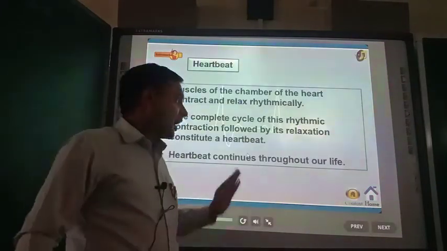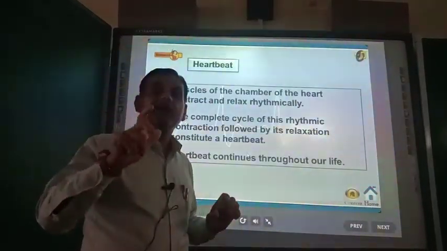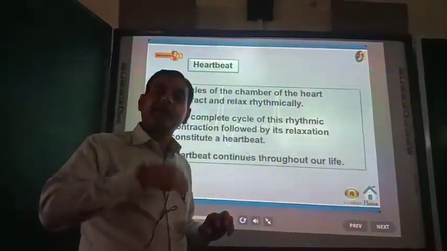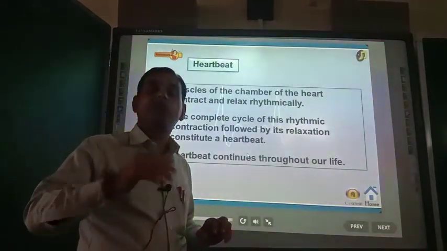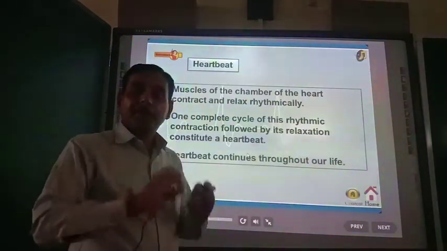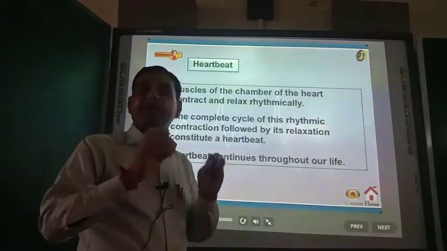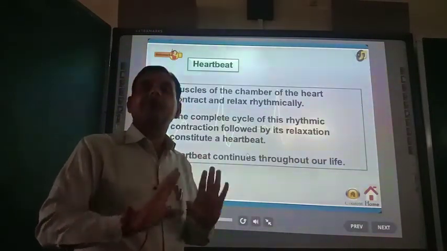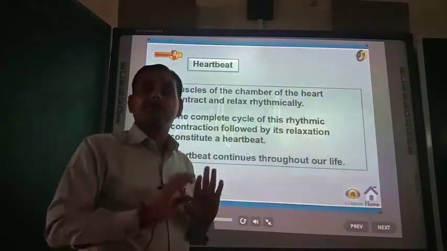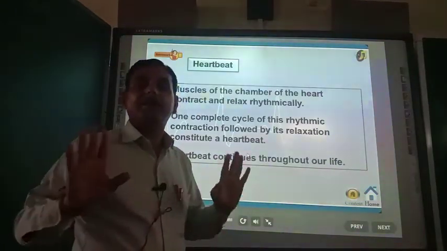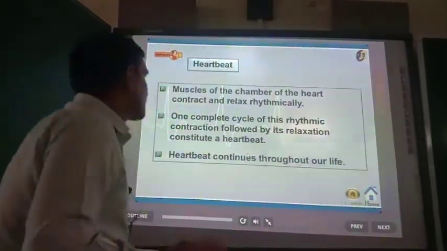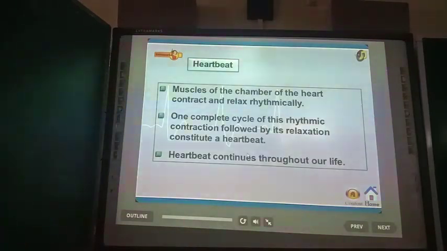Okay. And now just see, this rhythmic contraction and expansion continues throughout the life of a person. If this rhythmic contraction and expansion is not there, a person will not survive at all. Okay. So this is the heartbeat. What is the next one?